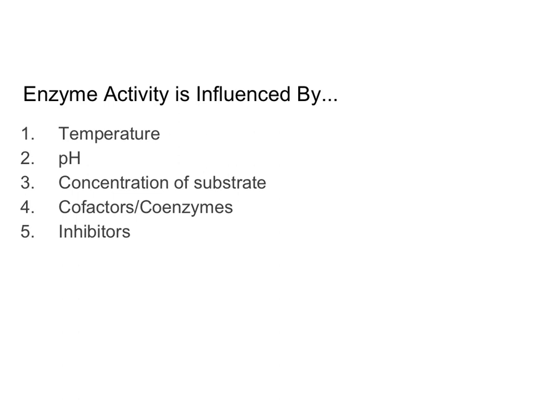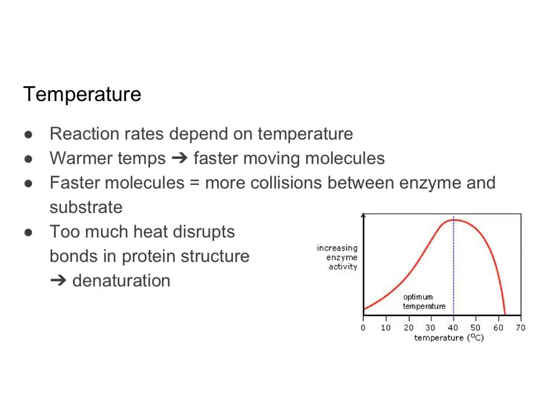So temperature, pH, the concentration of substrate, the presence of cofactors or coenzymes, or the presence of inhibitors. These are all things that can make an enzymatic reaction happen faster or happen slower. So we're going to look at each of these in a little bit more detail. So the first thing that can influence the rate of an enzymatic reaction is temperature.